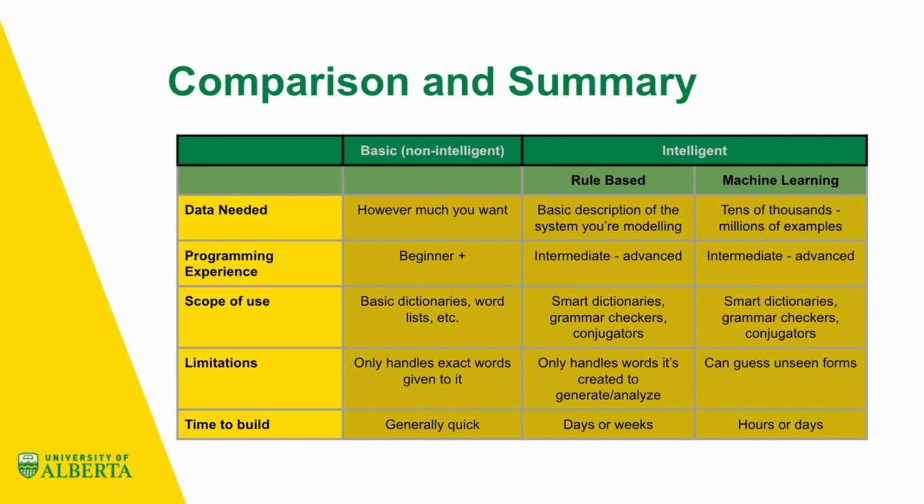The advantage, though, is that they can guess unseen forms. If you train a system correctly enough, they can guess a form that it's never seen before, which the other systems can't. And in terms of time to build, hours or days depending on the hardware you're using, but it's usually much quicker. One thing I'll also add is that a machine learning system is by definition not going to be perfect. It's going to guess some things wrong, in the same way that a human sometimes gets things wrong, even in a language that they speak natively.